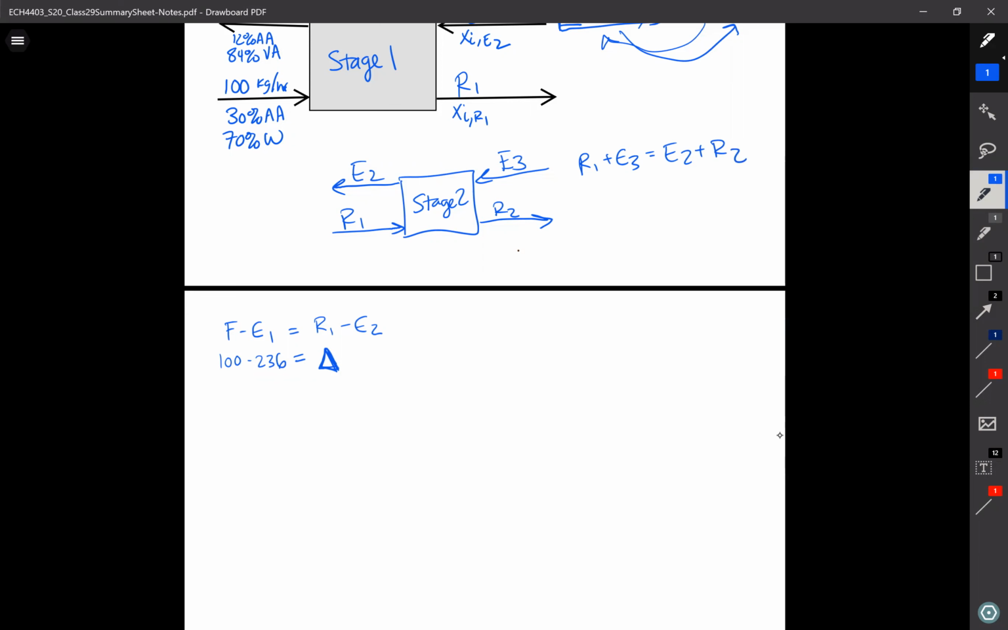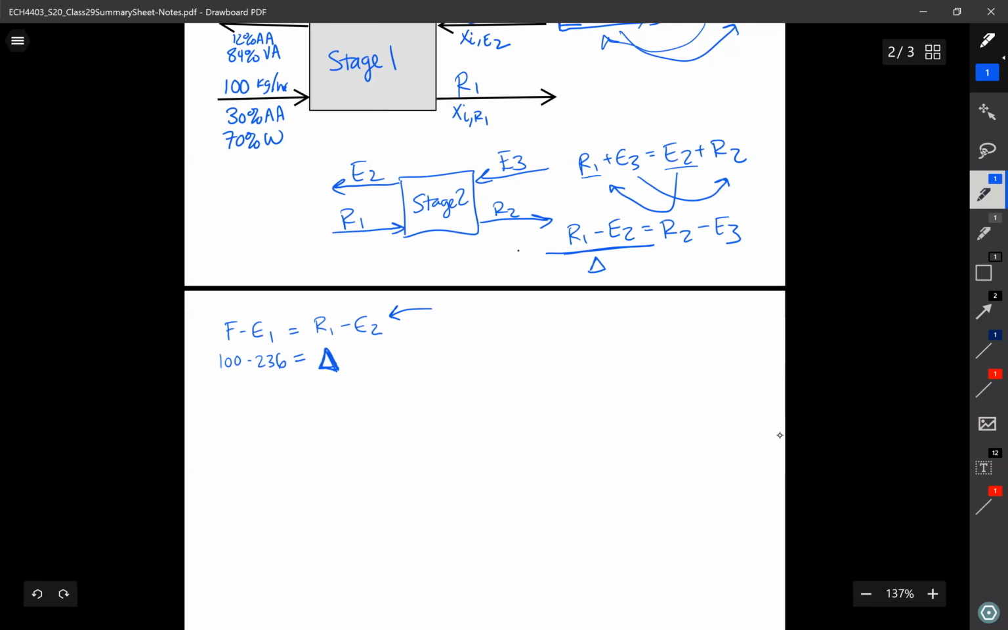And then again, I don't know any of these four variables. However, I do know what R1 minus E2 is. So if I take E2 over to the other side, take E3 over to this side, I end up with the equation R1 minus E2 is equal to R2 minus E3. And then I already know that R1 minus E2 is equal to delta because this was what my stage 1 material balance told me. So similarly, I can just make a chain here. R2 minus E3 is also equal to the same number.